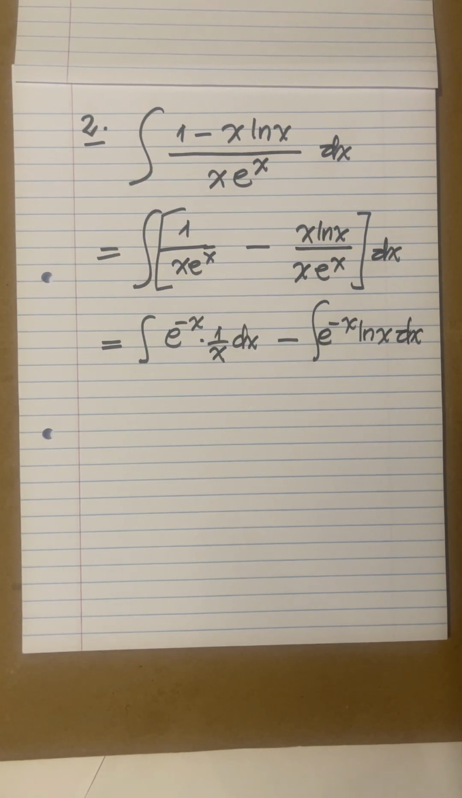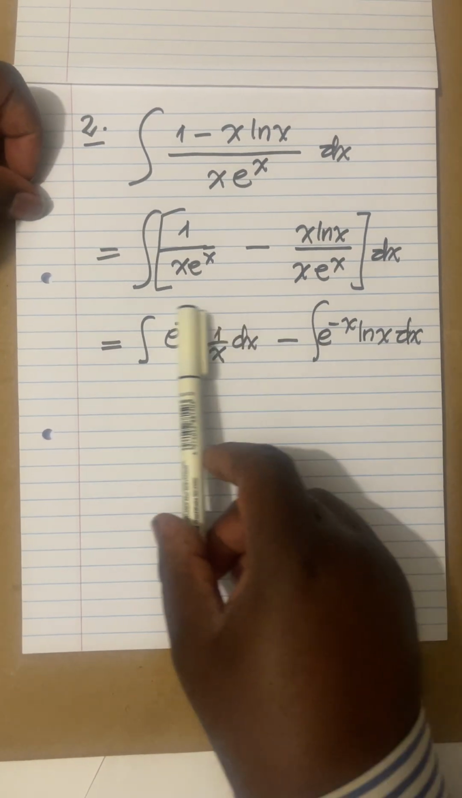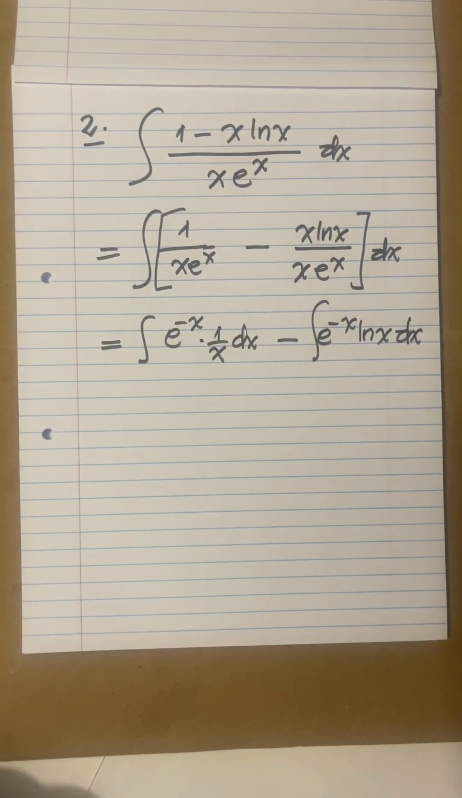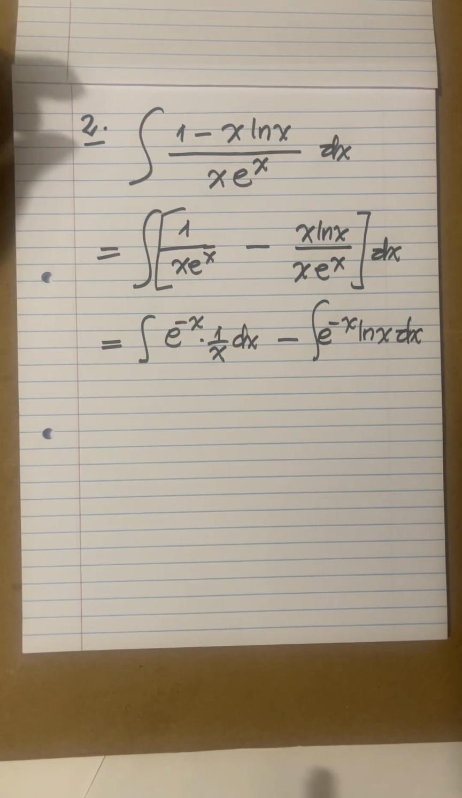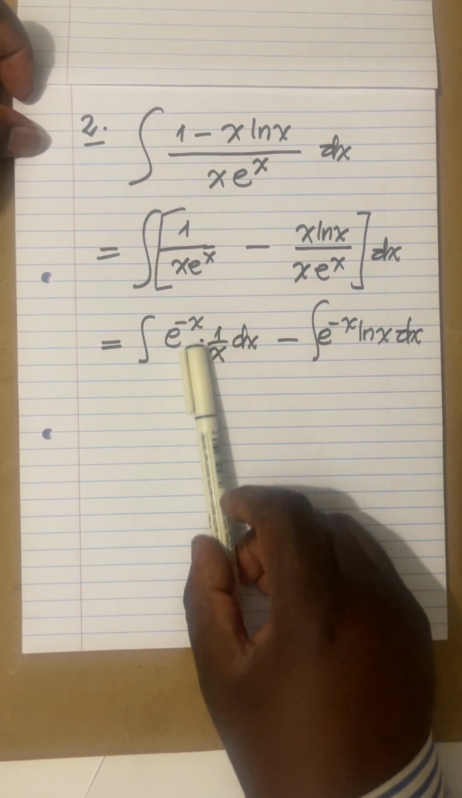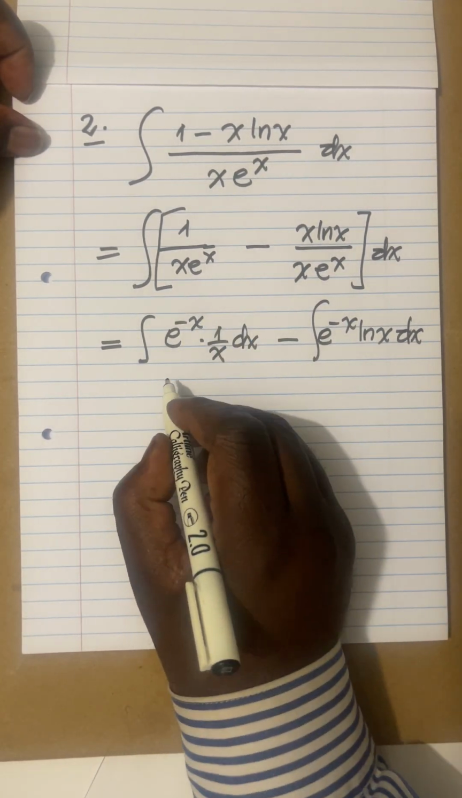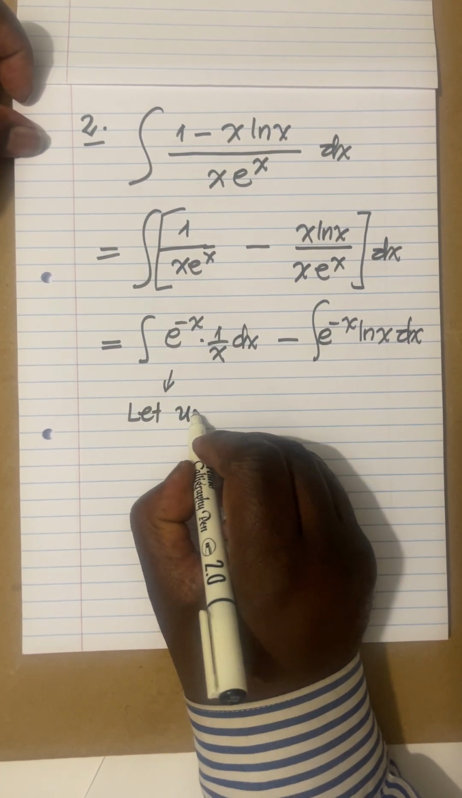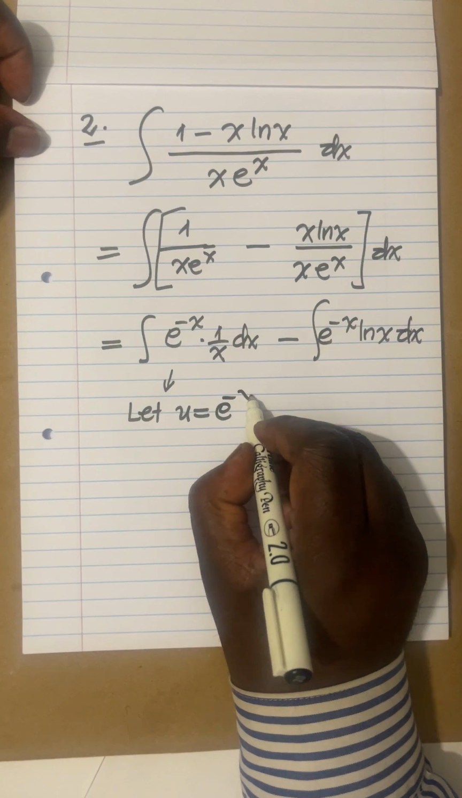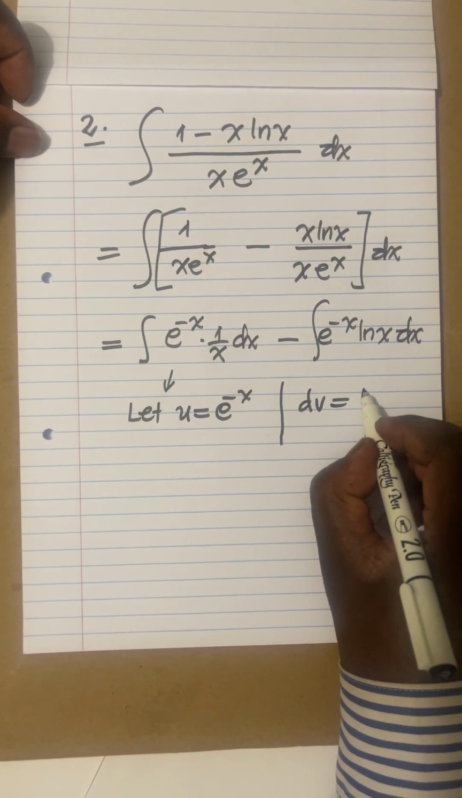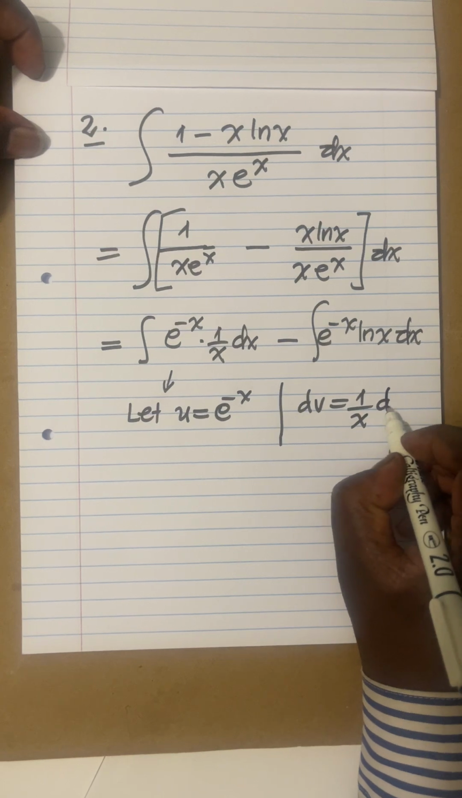Now, let's start by working on this one here first. If you look at this one, we can apply integration by parts because this is easy to differentiate and that one is also easy to integrate. So we're going to let u be equal to e to the power minus x. At the same time, let dv be equal to 1 over x dx.